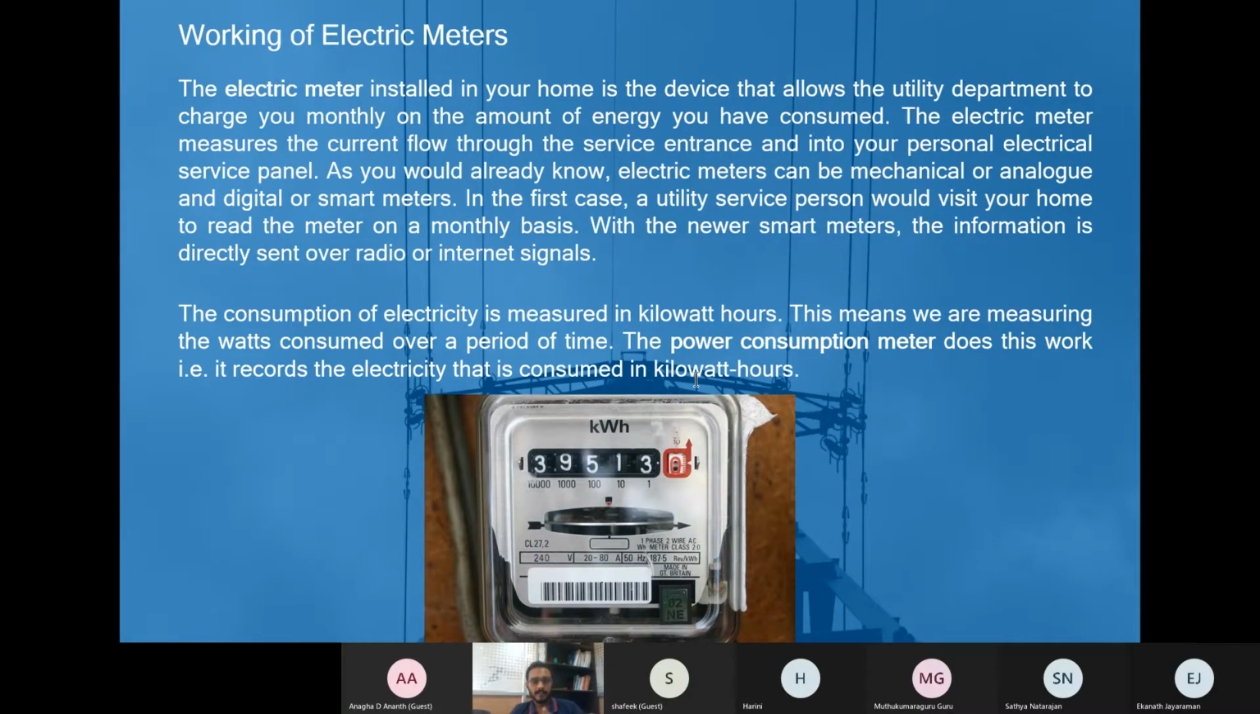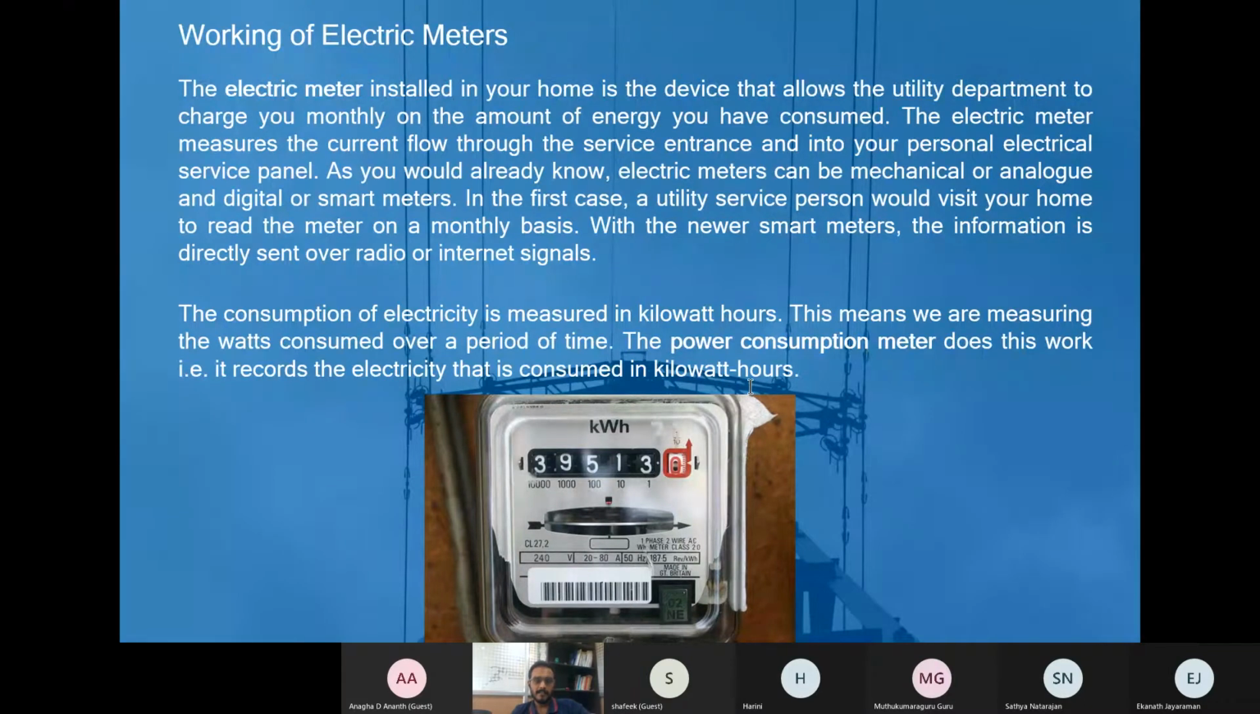The electric meters measure the current flow through the service entrance and into the personal electric service panel. As you already know, electric meters can be mechanical or analog or digital or smart meters. In the first case, a utility service person would visit your home to read meters on a monthly basis. With the newer smart meters, the information is directly sent over the radio, RF, or any internet signals like Wi-Fi, LTE, 3G, and 4G. The consumption of electricity is measured in kilowatt hours, that is units.